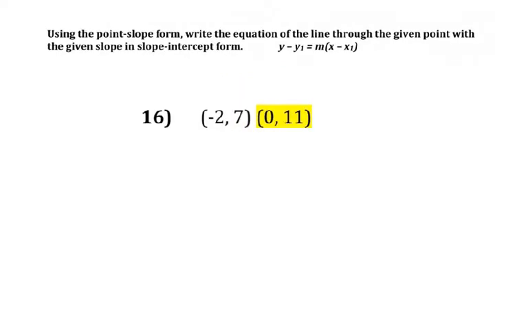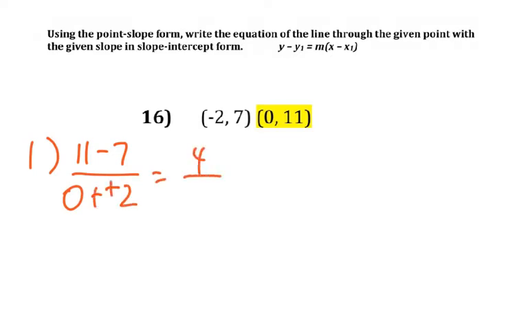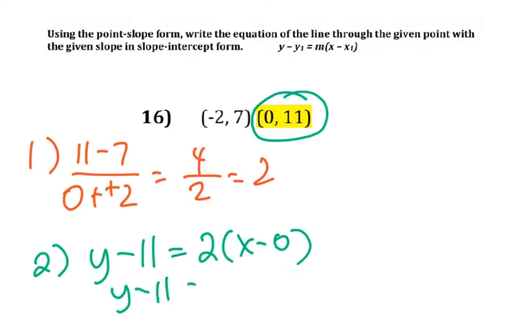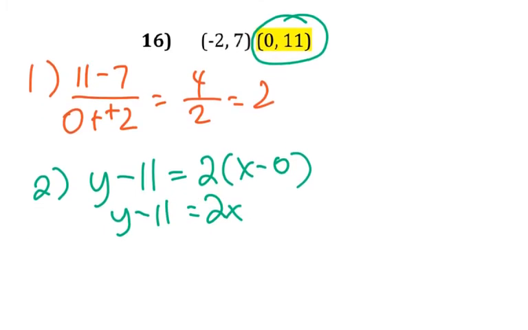Okay, let's try another one. So this one we're going to find the slope. I'm going to have 11 minus 7 over 0 minus negative 2. That's 4 over 2, which is 2. If you have a choice and you have a point that has 0, I would always pick that one because the math is going to be a little bit easier. I would rather subtract 0 than something else. So y minus 11 equals 2x, and then 2 times 0 is just 0, so I don't have anything else there. Add 11 to both sides.